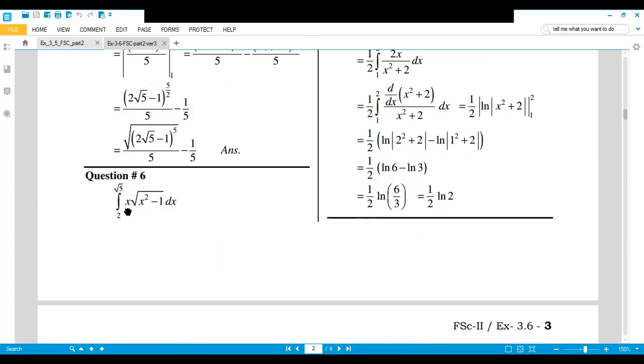Number 6 is x into under root x square minus 1 dx. This is given in form of product.